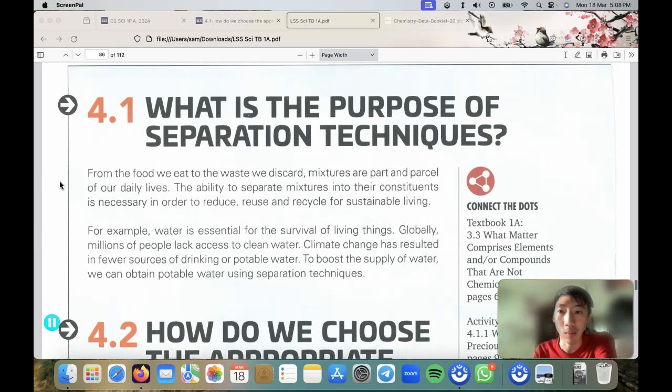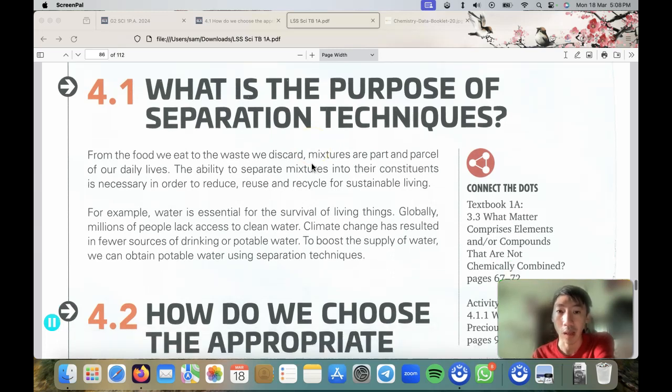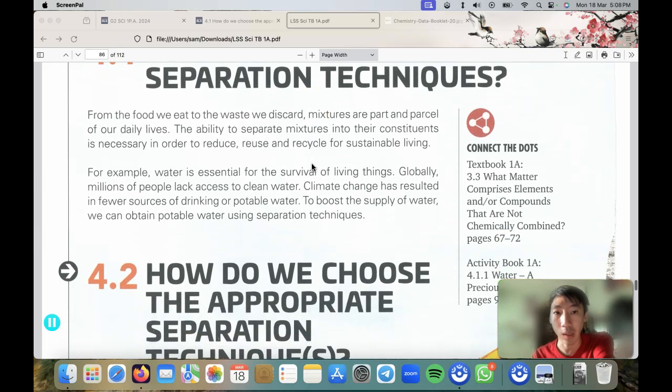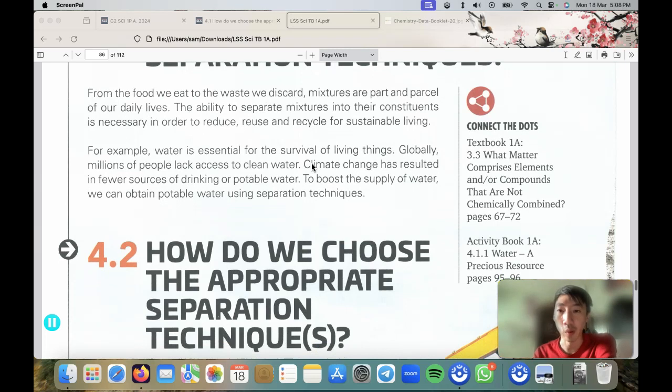Now let's talk about this chapter. This chapter is about separation techniques. So when we say separation, we mean how do we take apart two things, right? For example, I have sand and water. I want to remove the sand from the water. How do I do that? Right. So there are 5 different techniques that we'll learn in this chapter, and we'll go through them one by one.